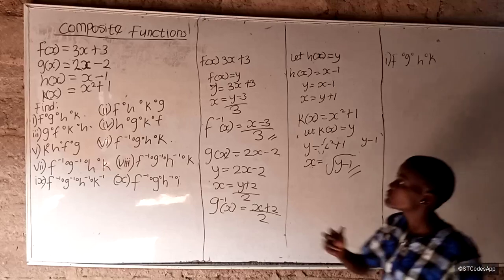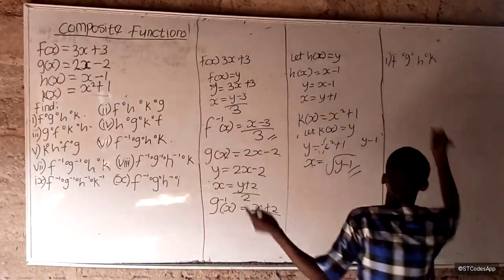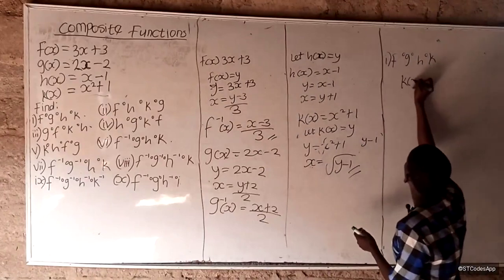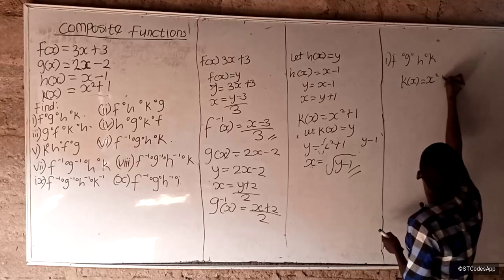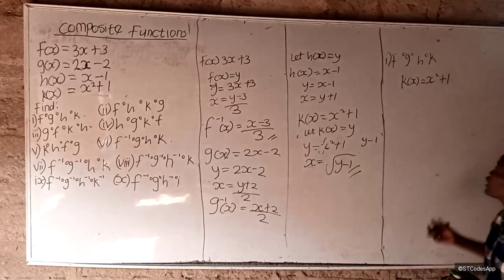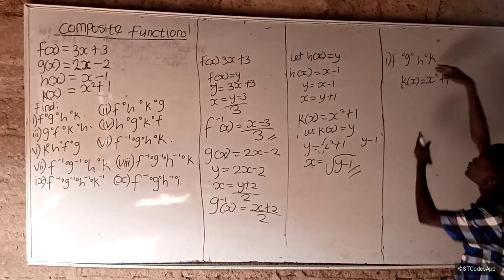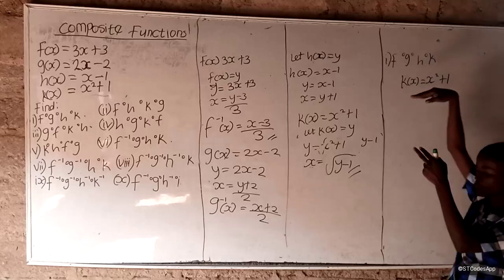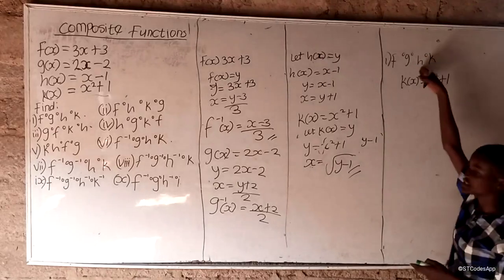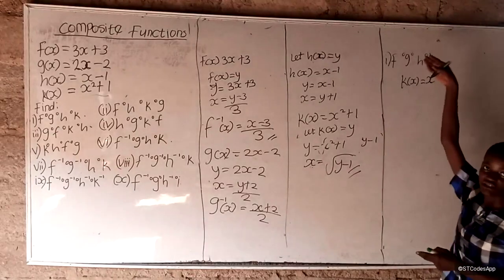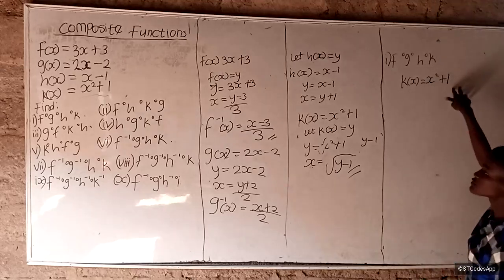First, since we know that our k of x equals x squared plus 1, and we are going this direction because for each value we get, we are going to input it into the one before. As in, we are going to input the value of k into h, that of h into g, and g into f. So k of x equals x squared plus 1.